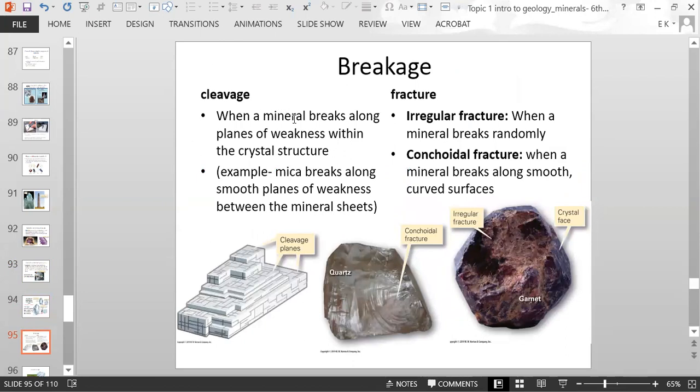Cleavage is when a mineral breaks along planes of weakness within the crystal structure. For example, mica breaks along smooth planes of weakness between mineral sheets.